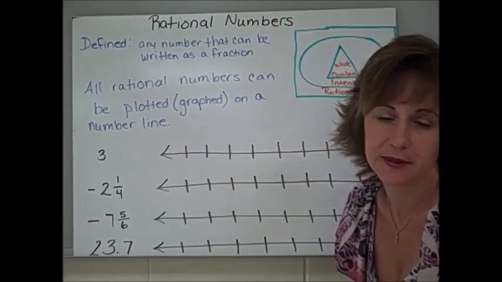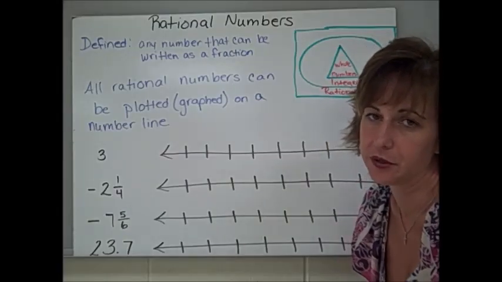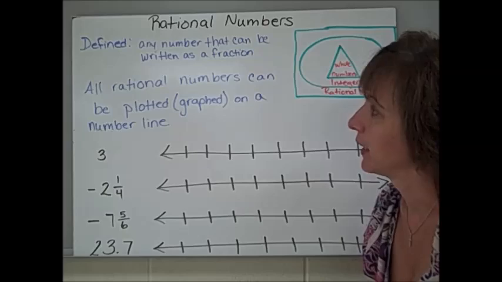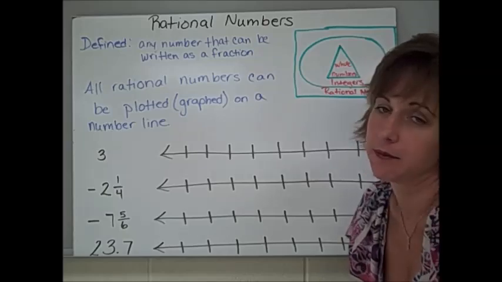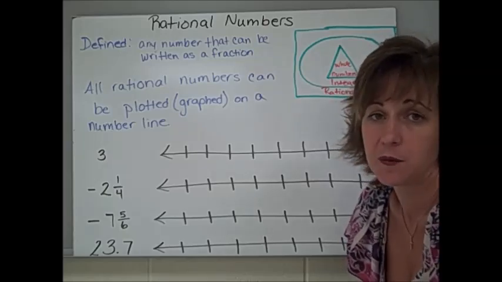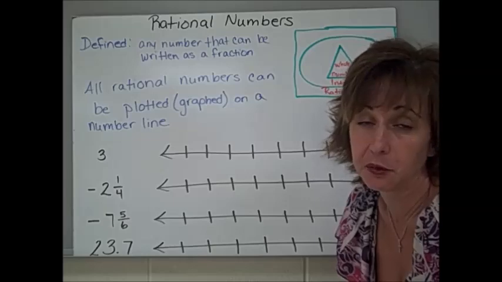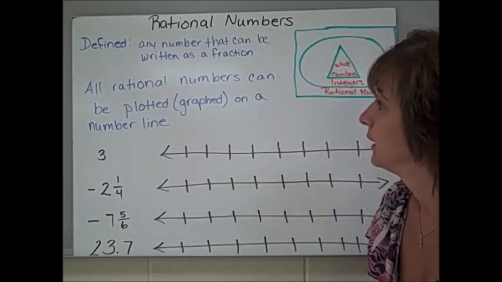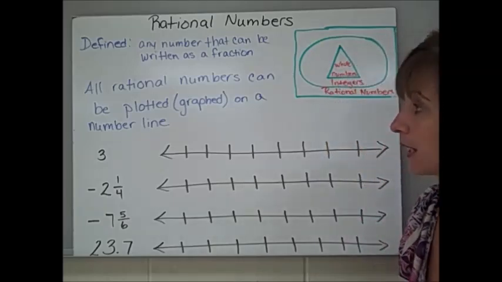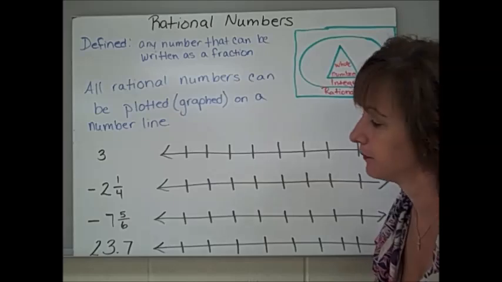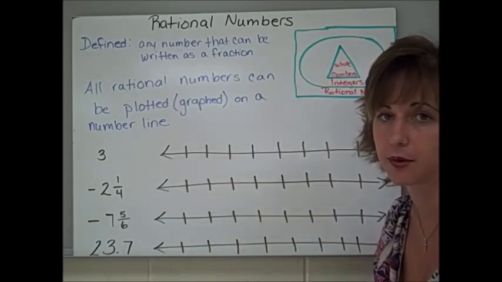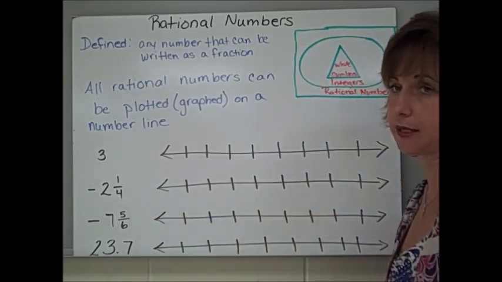Talked about integers. Today we're going to take it a step further and introduce rational numbers. A rational number, defined, is any number that can be written as a fraction, which means that now we would include fractions and we would include decimals. All rational numbers can be plotted or graphed on a number line. These are examples of rational numbers. We're going to plot those in just a minute.